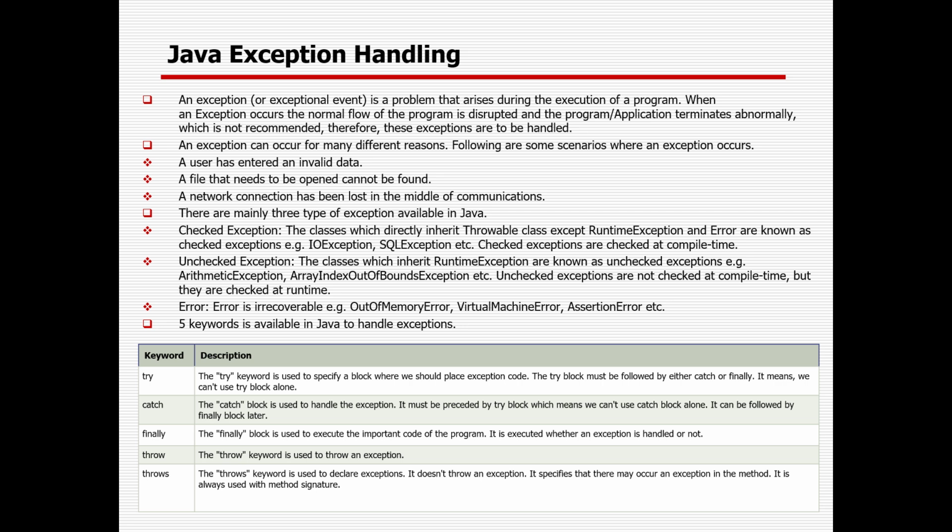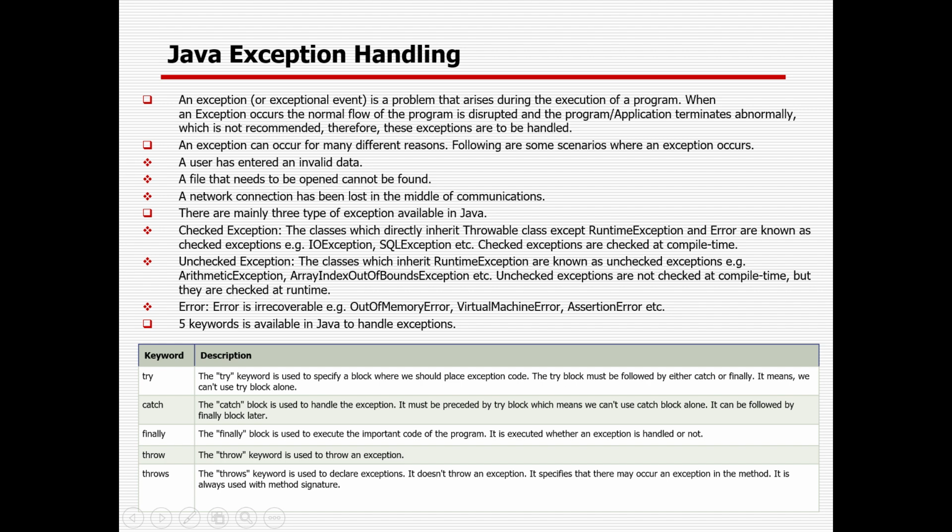There are five keywords you can use to handle exceptions: try, catch, finally, throw and throws. You will mostly be using try, catch and finally, so that will be covered in today's session. The try keyword is used to specify a block where we should place the exception code. The try must be followed by either catch or finally. It means that we cannot use a try block alone. Similarly, a catch block must follow try, it cannot be alone. And finally should be surrounded with try catch only.